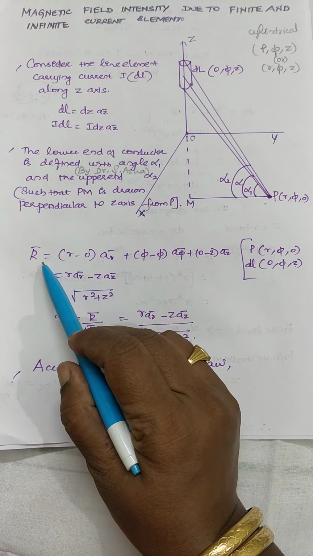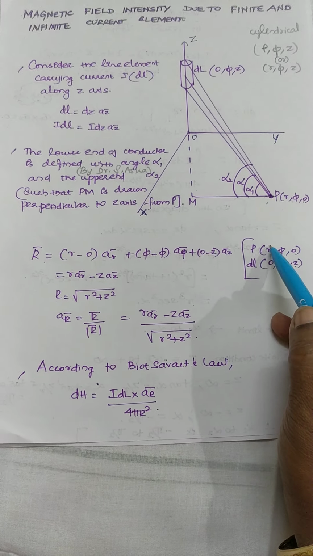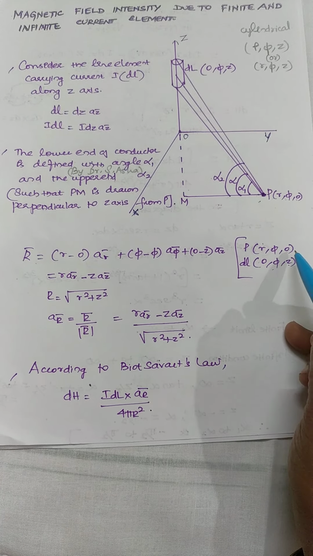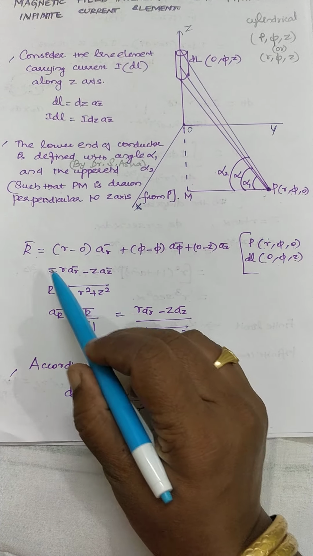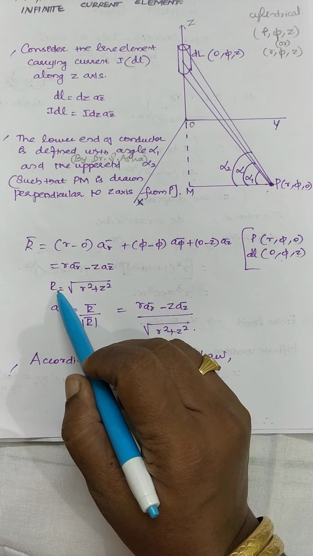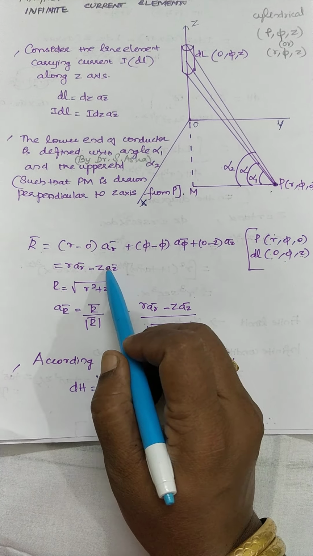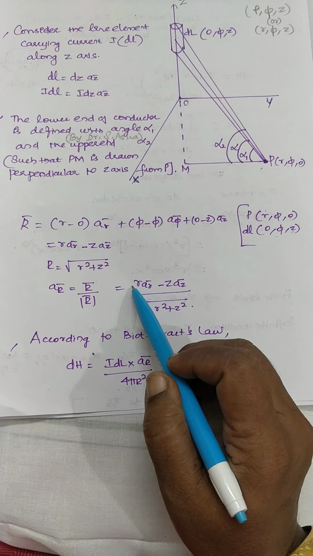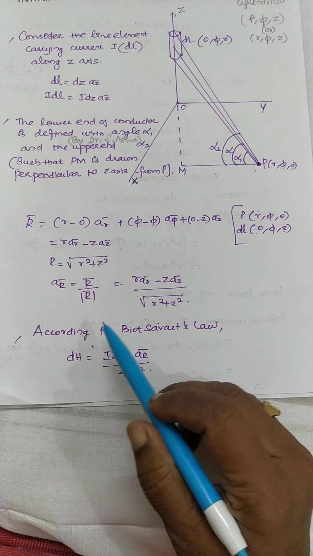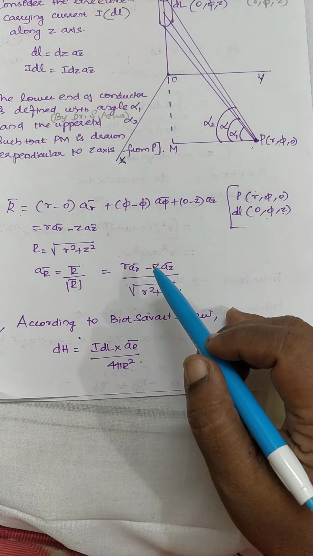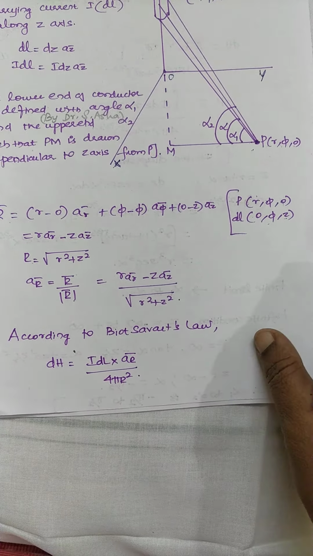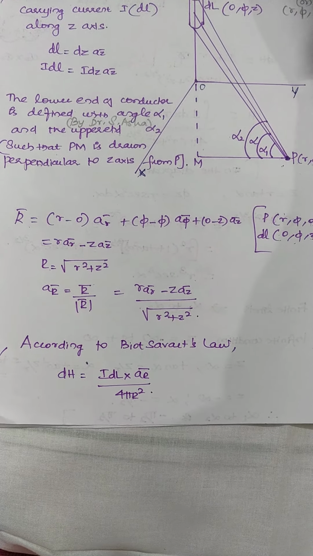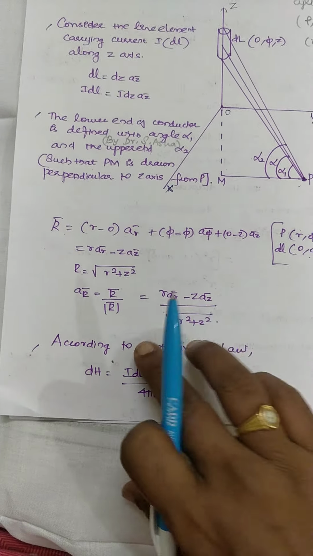So let me first find the r vector, which is equal to r minus 0, so r ar vector plus 0 a phi vector minus z az vector. So this is the r vector value. From this I can find the magnitude r equal to root of r square plus z square. So I can write ar vector is equal to r vector divided by r, which is equal to this value. Now according to Biot-Savart's law, we know this definition. What is the definition speaking about? dH is equal to I dl cross ar vector divided by 4 pi r square. This is the known definition by Biot-Savart's law.